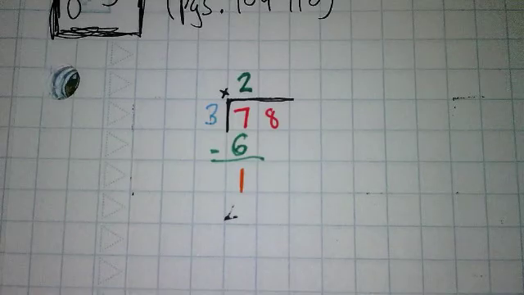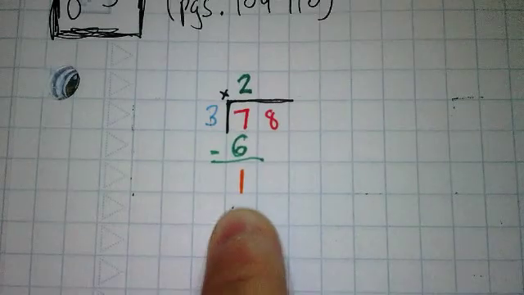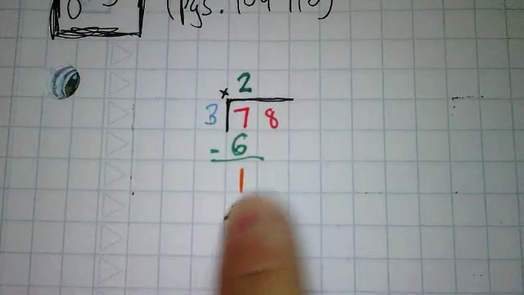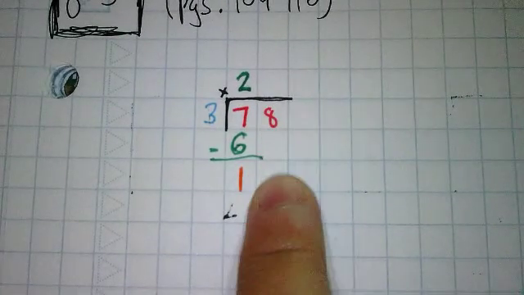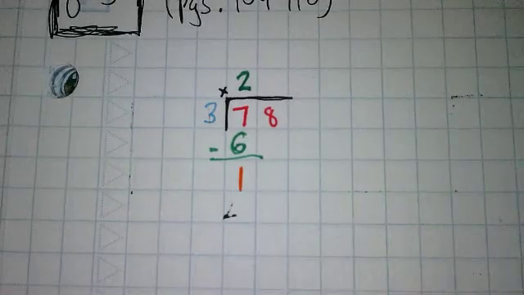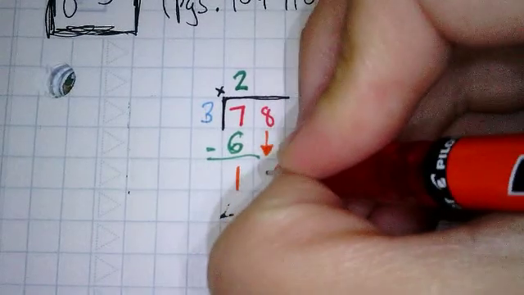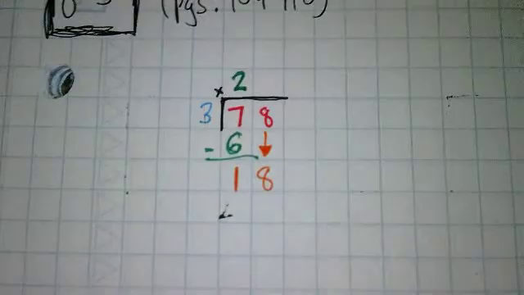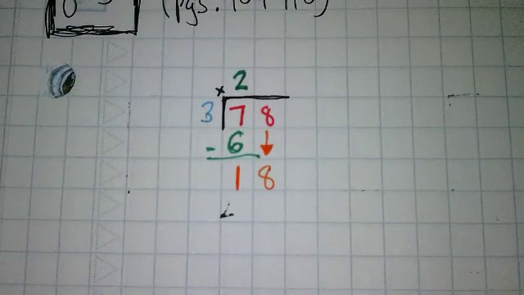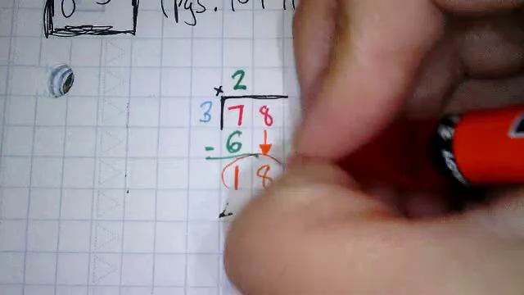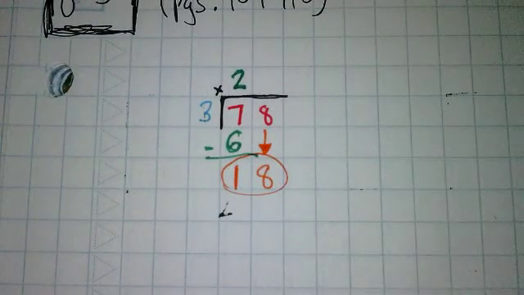But what we're going to do is notice we have a 1 here in the tens column, right? But this 8 is still in the ones column. We need to combine those columns into a number. So what we're going to do is draw a little arrow here, and we're going to bring down our 8. Everyone see how I did that? So what new number do I have here? 18. That's the number I'm going to be working with now.